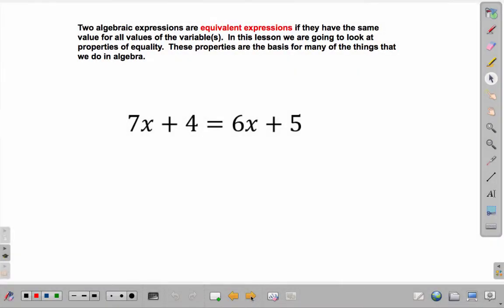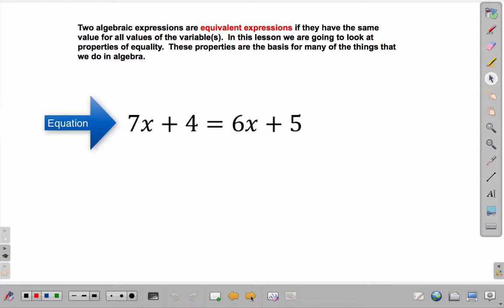Okay, so two algebraic expressions are what we call equivalent expressions if they have the same value for all values of the variables. In this lesson, we are going to look at properties of equality. These properties are the basis for many of the things that we do in algebra.